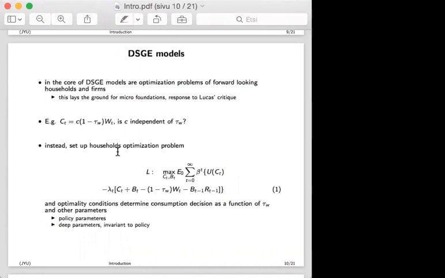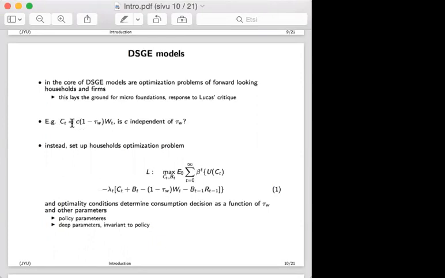For example, we could think that consumption is a function of income, after-tax income, and it depends on some constant C, the marginal propensity to consume out of after-tax income. We could estimate this for some data period and then change tau to see how a tax change affects consumption.